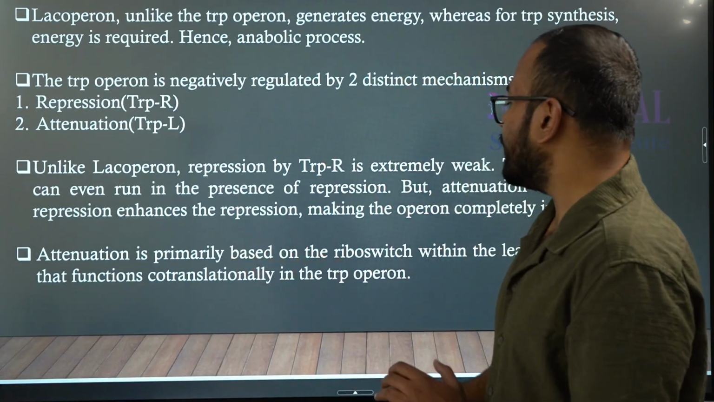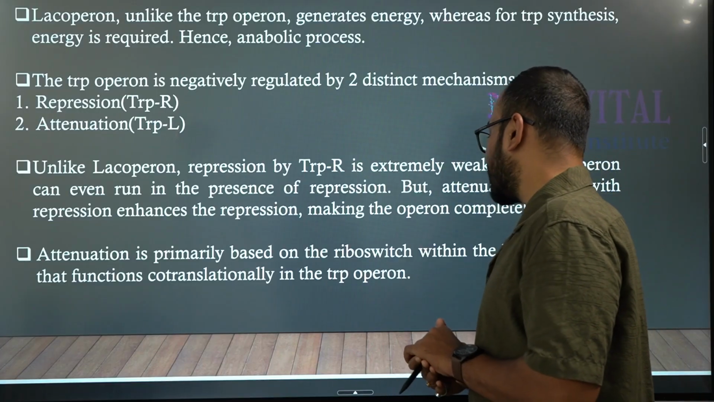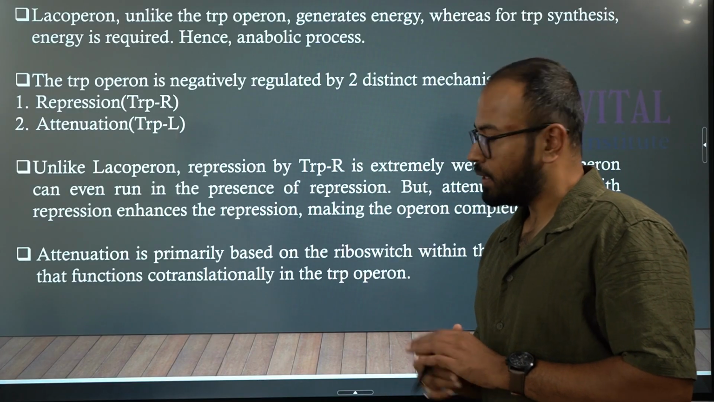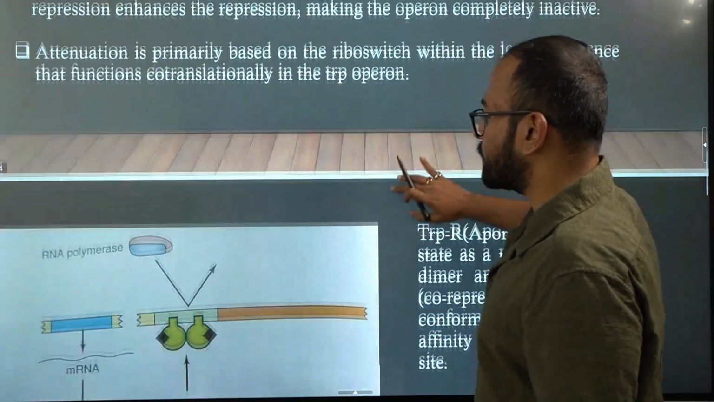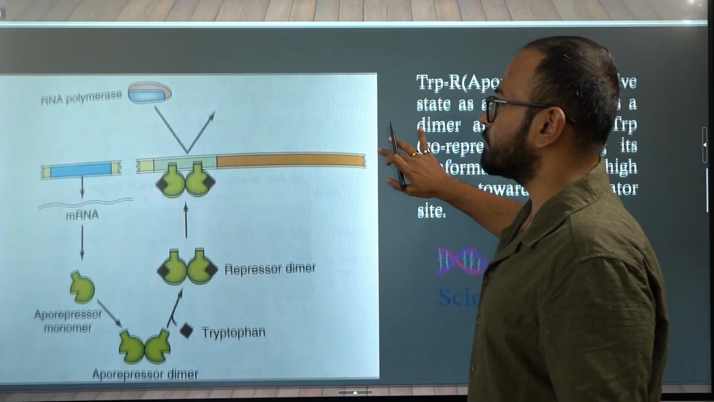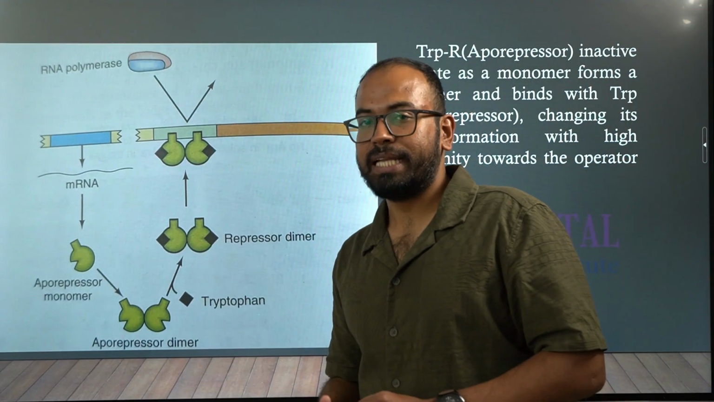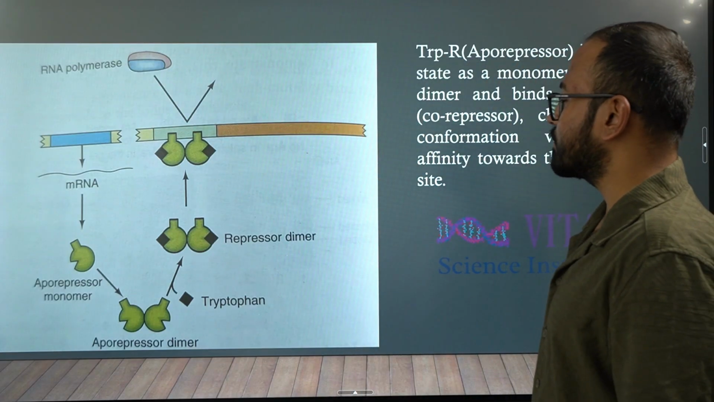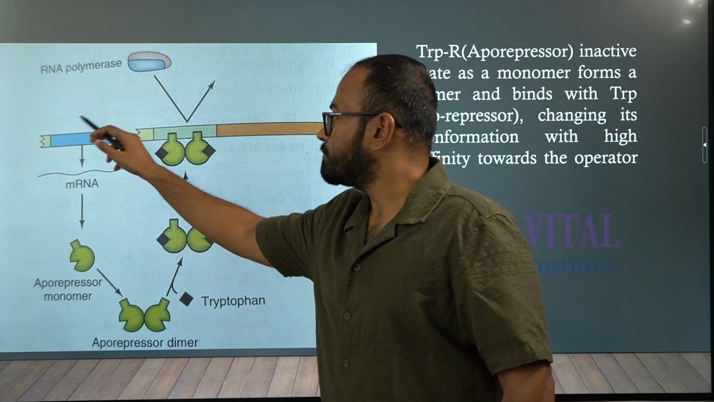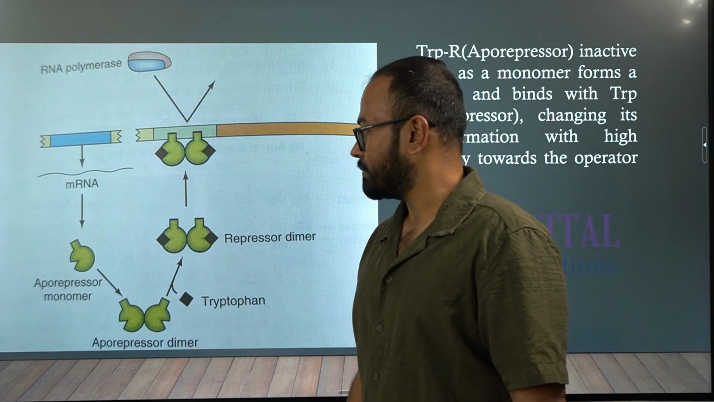Attenuation is primarily based upon a riboswitch within the leader sequence. Now before that, I want to describe a few things: how repression by trpR takes place. Let's see. Here lies our trpR gene.